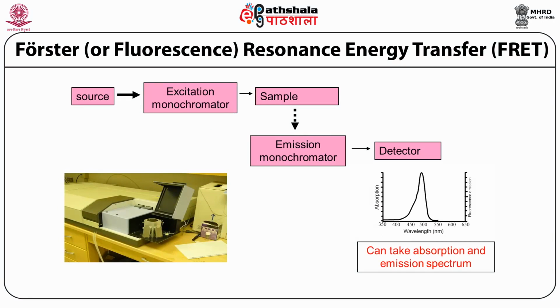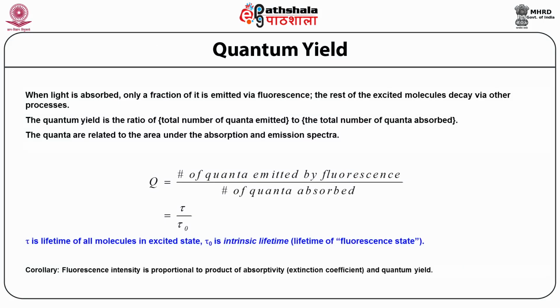You can see here a simple diagram showing the fluorescence instrument. It has a source of light, then an excitation monochromator which helps to excite, then the light falls on the sample, and then the emission monochromator perceives the emission, and finally a detector detects the signal and gives the emission and absorption maxima. We discuss the quantum yield.